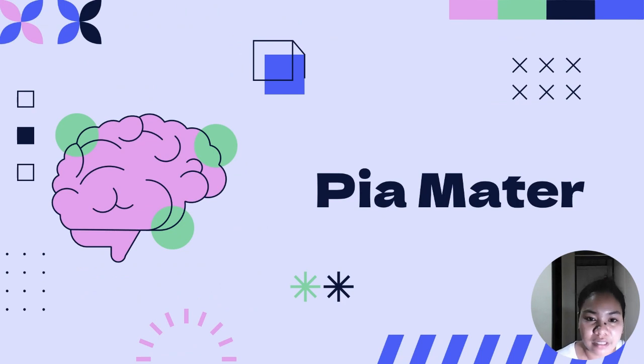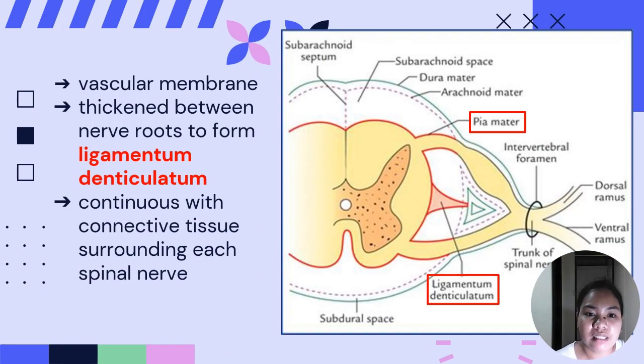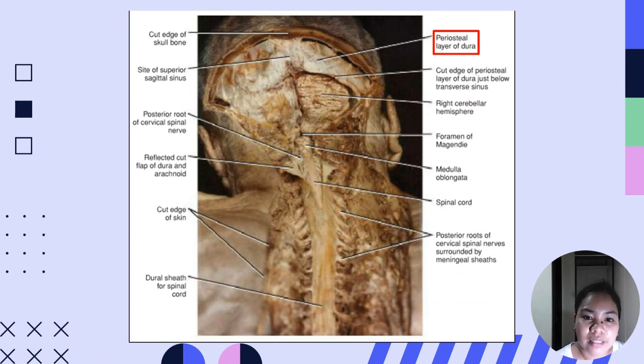The innermost layer is the pia mater. It is a vascular membrane thickened between the nerve roots to form the ligamentum denticulatum. It is continuous with the connective tissue surrounding each spinal nerve. Just like the other meninges, it is continuous with the pia mater of the brain and ends at the filum terminale. This picture shows a dissection of the back of the head and neck.